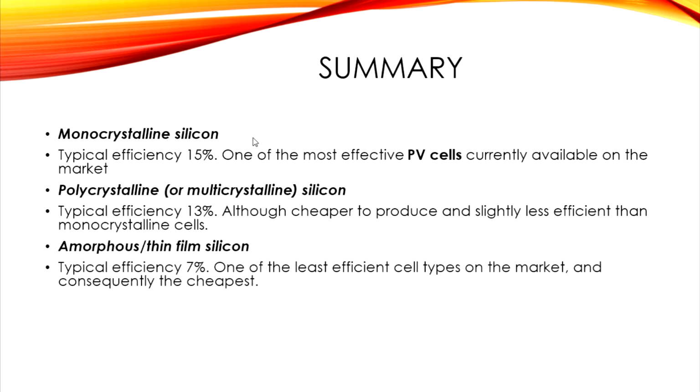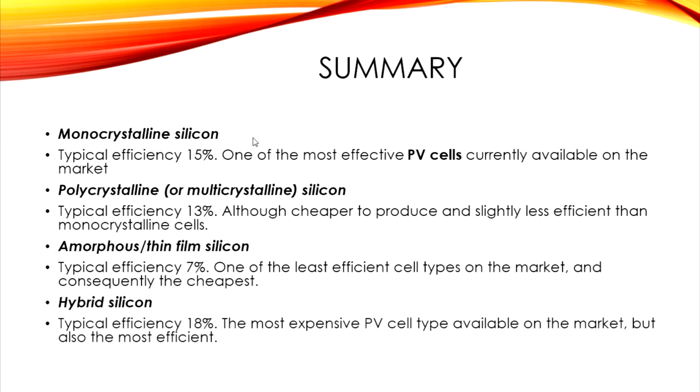The amorphous or the thin film silicon have the lowest efficiency, 7%, and are one of the least efficient cell types on the market, but they are considered the cheapest. The hybrid silicon is a combination of the polycrystalline and the monocrystalline, and has the highest efficiency, 18%. It is the most expensive PV cell type available on the market, but also the most efficient.